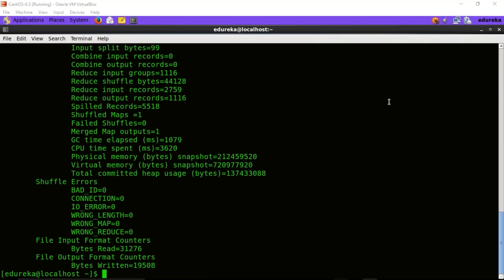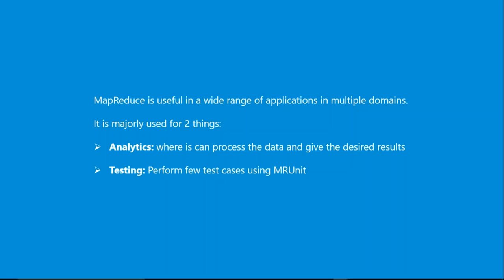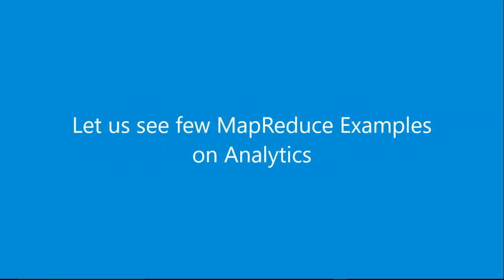Good. Now let's go back and see the next example that we'll be executing today. MapReduce has a wide range of applications. However, if we try to classify it, we can broadly classify it under 2 major applications. One could be analytics and the second could be testing. Using MapReduce, a lot of people perform various kinds of analytics over big data, and MapReduce can also be used for testing a particular MapReduce program using MRUnit. So let's move on, and to start with, we'll see examples of MapReduce on analytics.